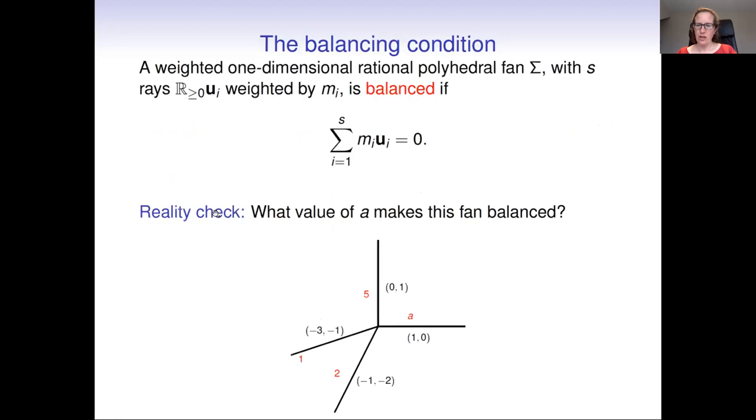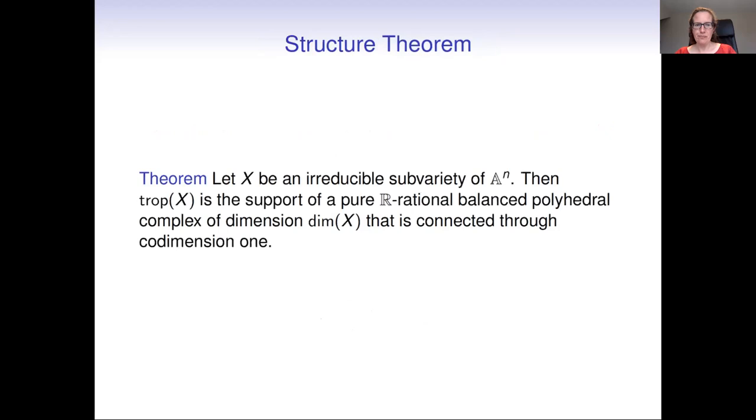Okay, let's just look at the structure theorem again. Now we know that if I start with an irreducible subvariety of affine space, then trop X is the support of a pure R-rational balanced polyhedral complex of dimension dim X that is connected through codimension one.